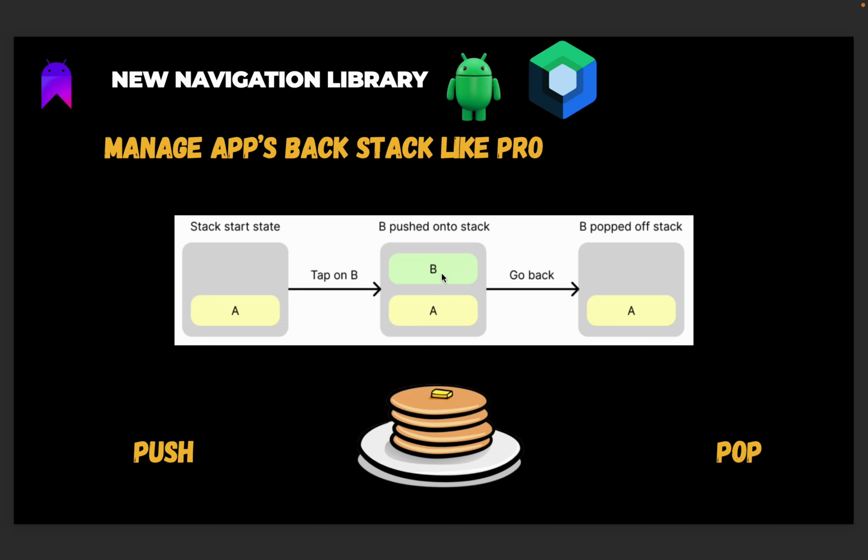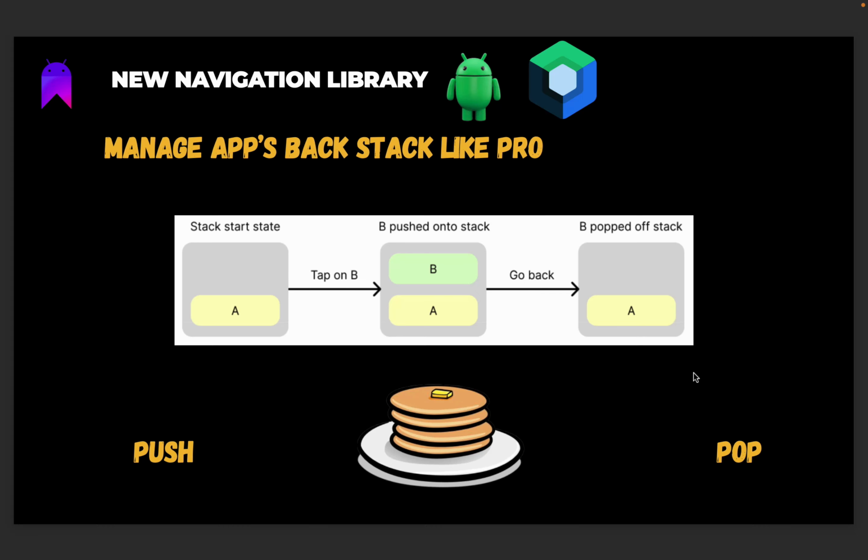So now screen B is at the top of the stack, and if we want to go back, we can just pop the topmost screen from our stack, which will leave us with A inside our stack, and that's how our back stack will behave. And based on this, our UI will update.